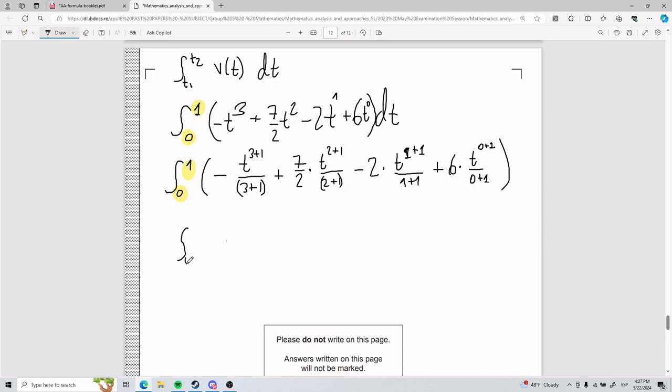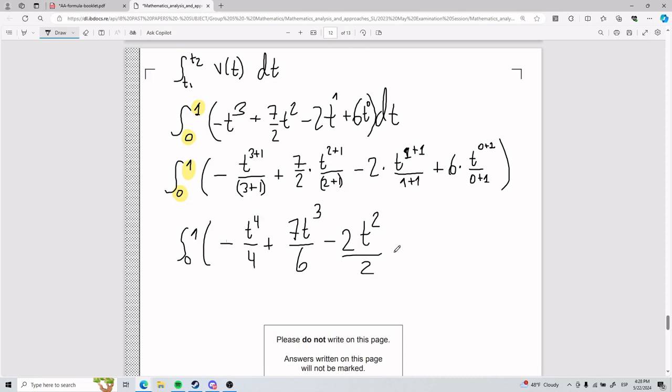And so once we did that, let's leave everything inside a little bit more pretty, right? And so this first term, you can end up with negative t to the power of 4 divided by 4. This next one is going to end up being plus 7t cubed, right, divided by 2 times 3. And so 2 times 3 gives me 6. For this next term, I end up with minus 2 times t squared divided by 2.